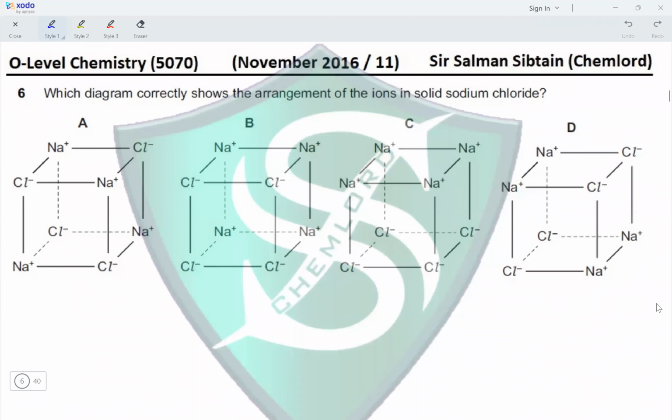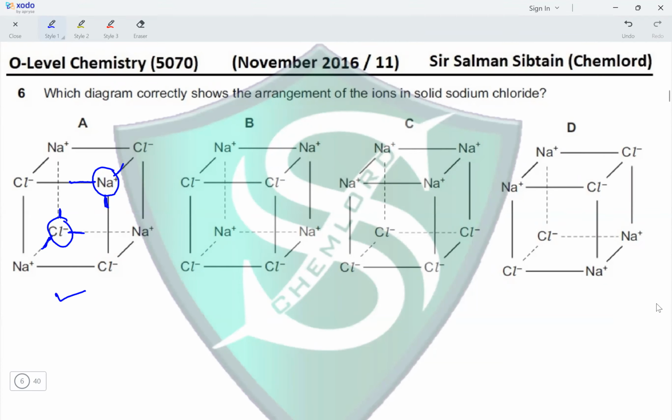Question 6. Which diagram correctly shows the arrangement of the ions in solid sodium chloride? So the arrangement in an ionic lattice is such that every cation is surrounded by anions and every anion is surrounded by cations. So in structure A, we've got a sodium surrounded by chloride ions with attraction between them, and we've got a chloride surrounded by sodium ions with attraction between them. So structure A is correct.